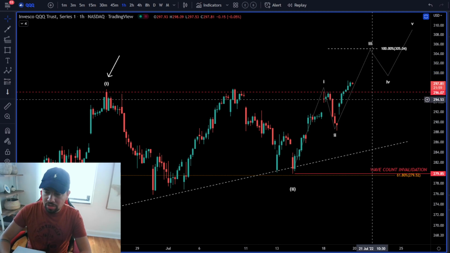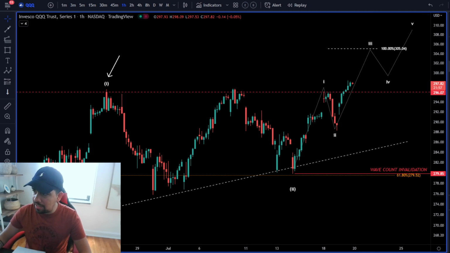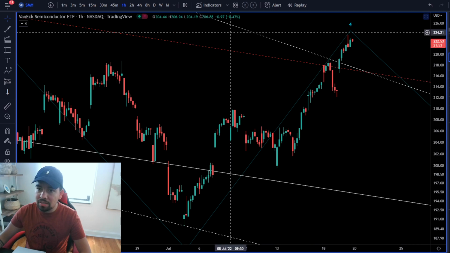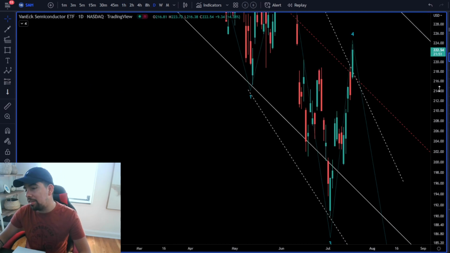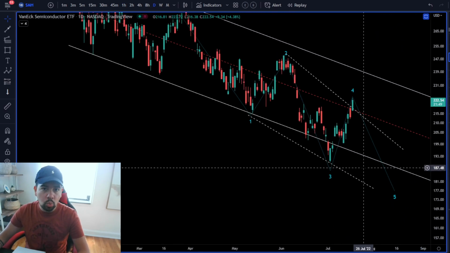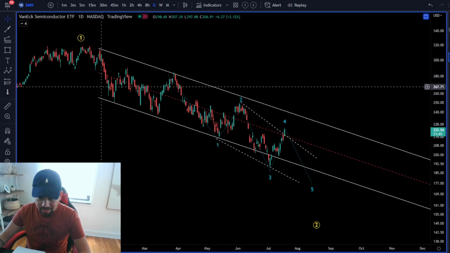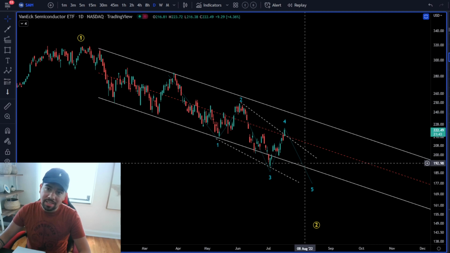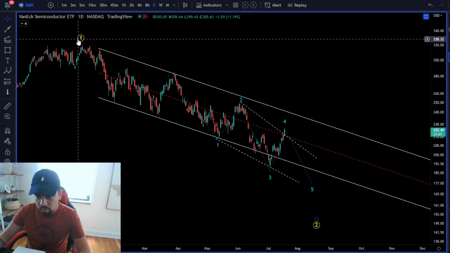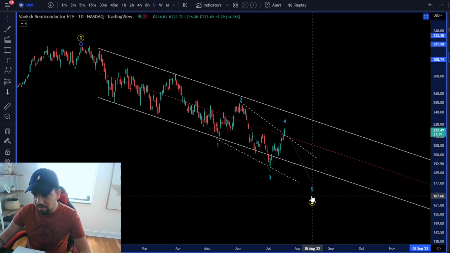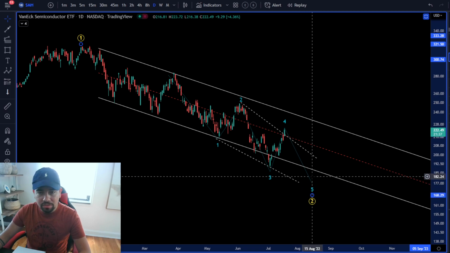Now, to the chart that I am looking at that is giving me a little bit of concern here, and that chart is easy: the SMH, the Semiconductor ETF, which is a big industry group within tech. This is a chart that we must pay attention to because this chart is perfectly channeling to the downside. As you guys can see here on our daily time frame, we have the wave 1, right, and we're looking for the wave 2 to complete at the break of this trend channel.